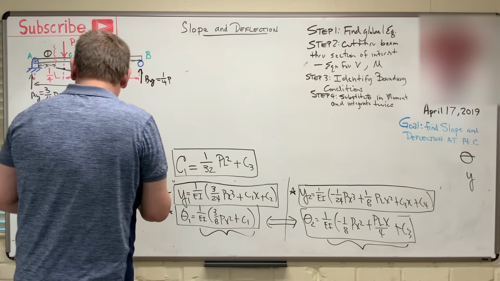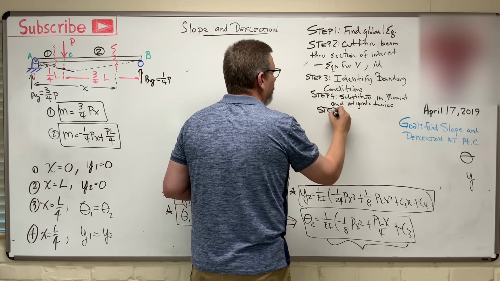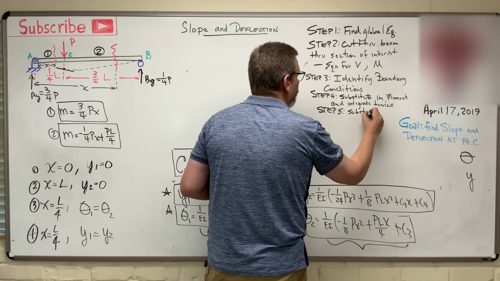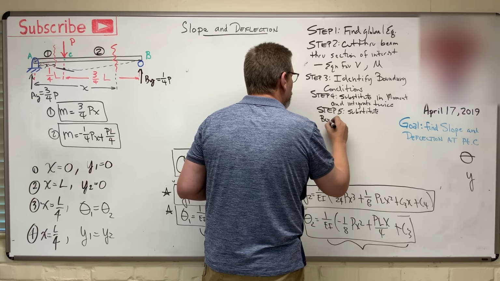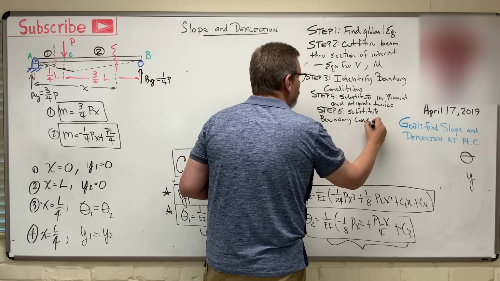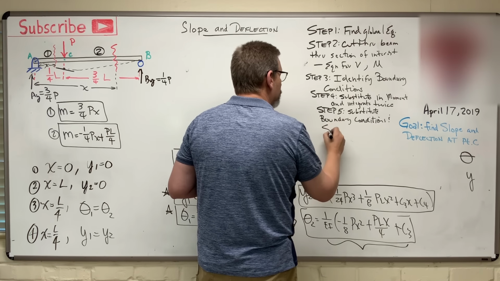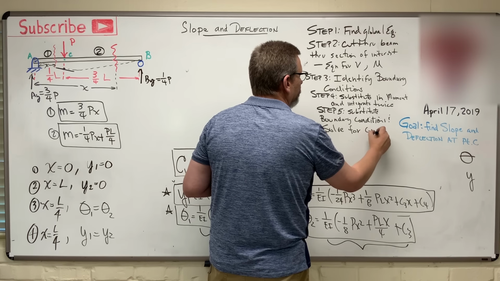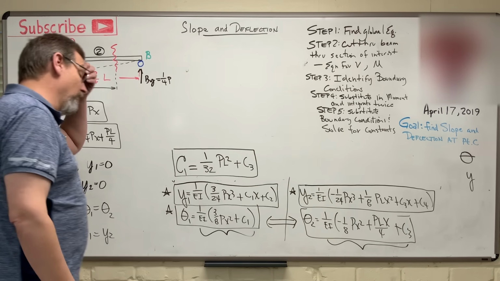Okay, so now we're in step 5. Step 5. Substitute boundary conditions and solve for, let's say, constants. Because we need to get those constants out of our equations.